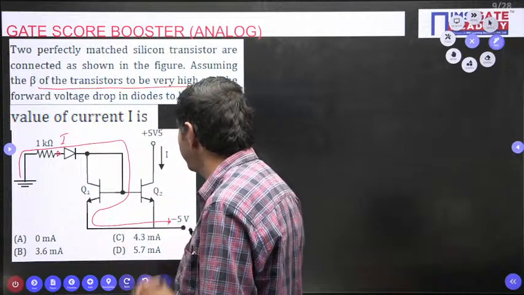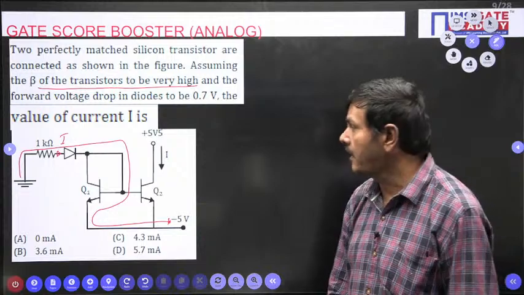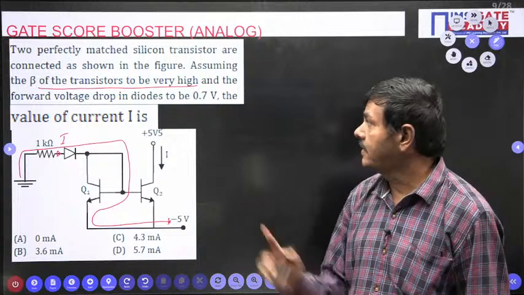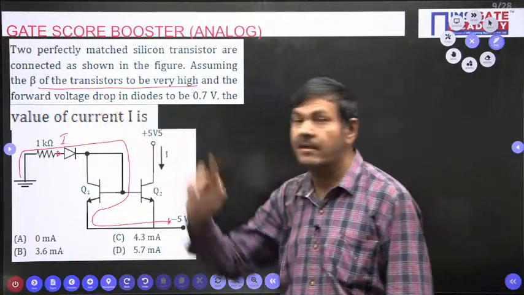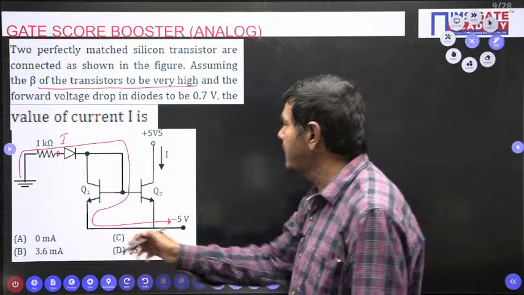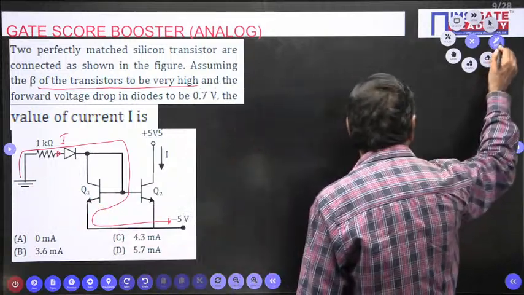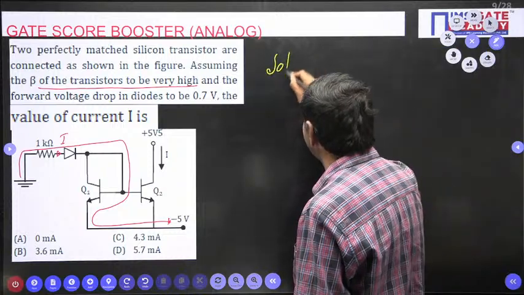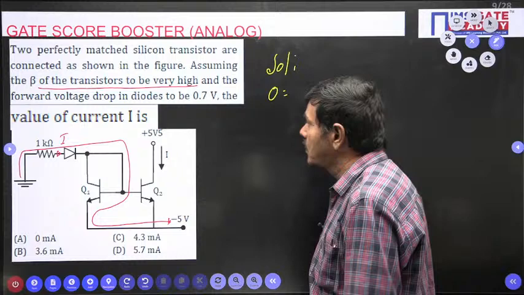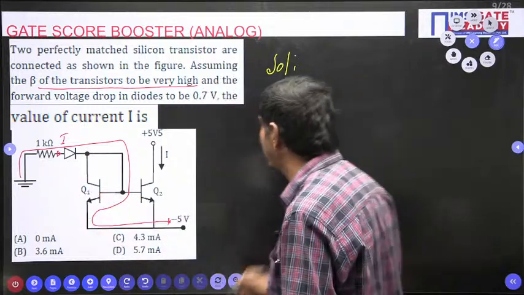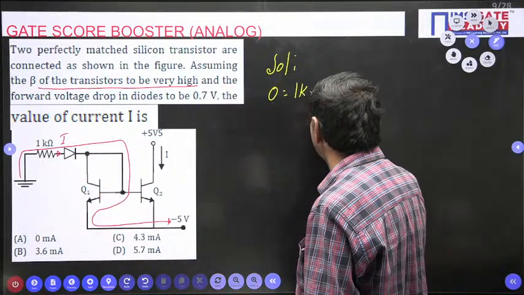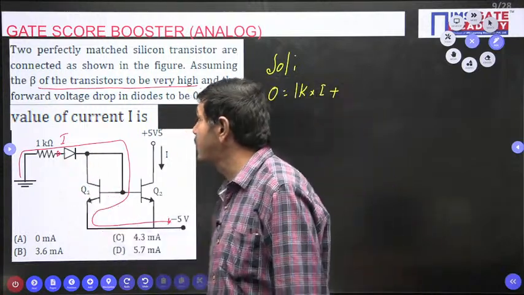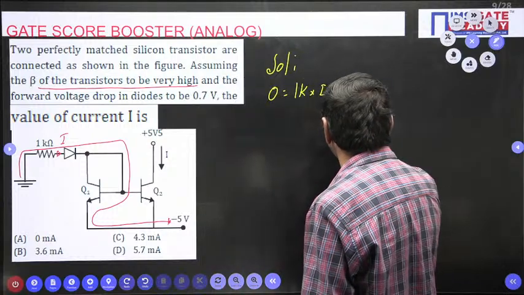If I apply the KVL, same I can get now. In the current mirror biasing circuits, this current and this current will be equal, if beta is very large. Only then can I apply the KVL. 0 voltage equal to, this voltage is 0 voltage, no doubt. Solution I can put directly: 0 voltage equal to drop across this 1 kilo ohm, 1K into I, plus drop across this diode, which is nothing but 0.7, given in the problem.